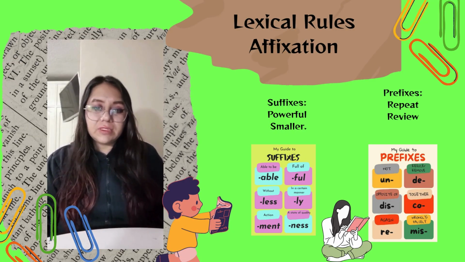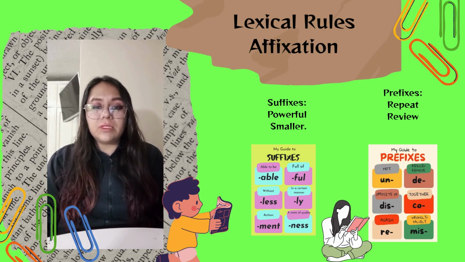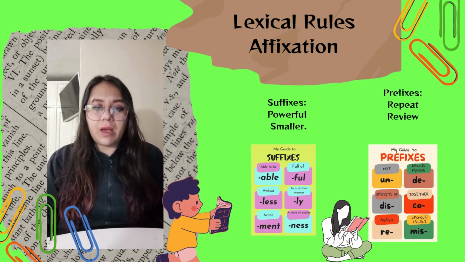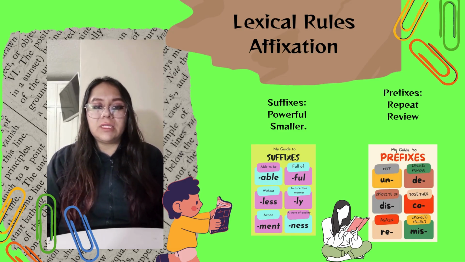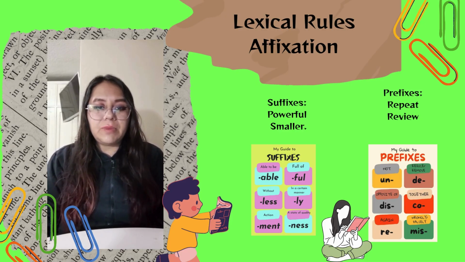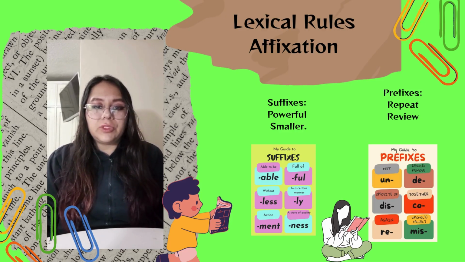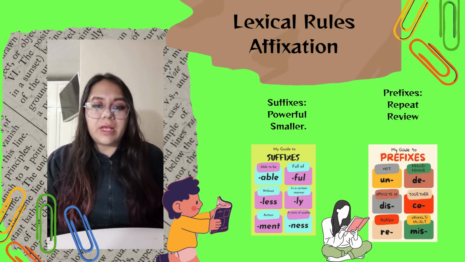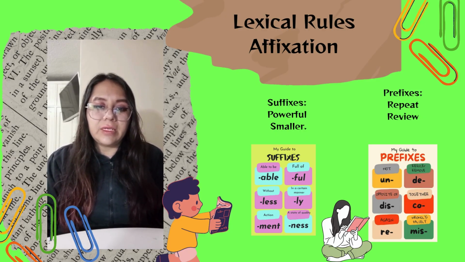Let's start with examples of affixation. The first example of the suffix is powerful. The suffix is ful, the meaning is full of or with. The word means full of power or with power. The other example is smaller. The suffix is er, the meaning more when comparing two things. The word means inferior or minor. The example of a prefix is repeat, prefix is re, meaning back or again. The word means to do something again. Review, the prefix is re, the meaning back or again. The word means observe again.